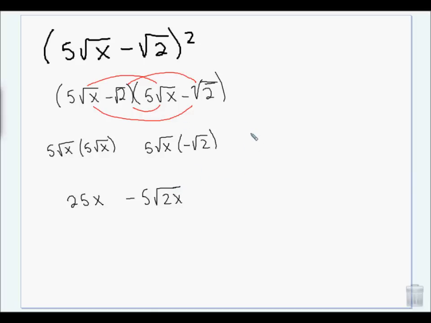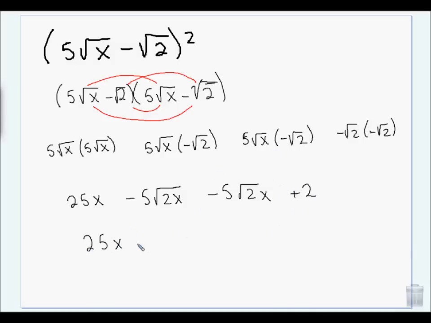And then I get 5 times the square root of x times negative square root of 2 again because of the inside. So that's -5 times the square root of 2x. And then I get negative the square root of 2 times negative the square root of 2. That's +2. And what I end up with is 25x minus 10 times the square root of 2x plus 2.